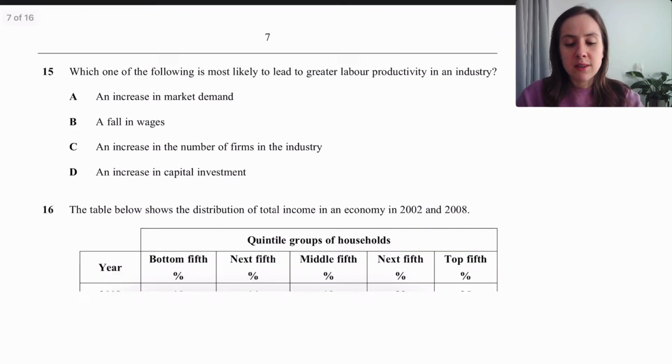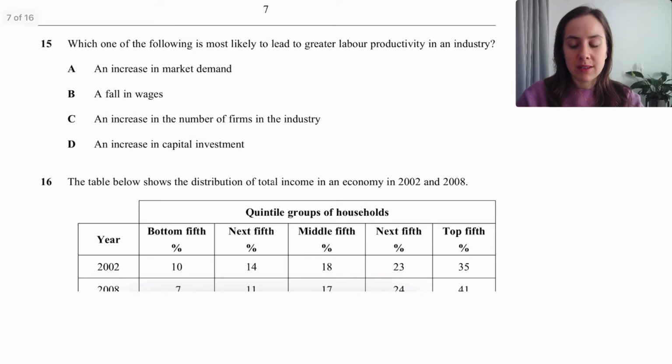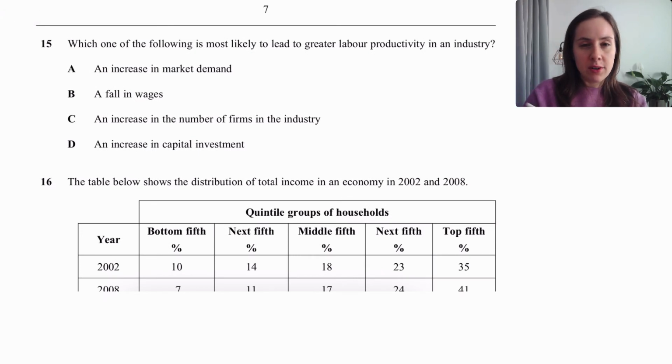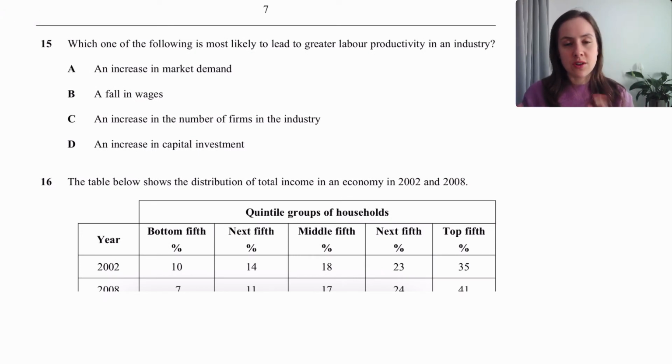Which of the following is most likely to lead to a greater labor productivity? So I'm looking at something to do with specialization. That's usually where micro comes in with this. Or actually some kind of investment. Wages makes labor cheaper, but it doesn't make it more productive.